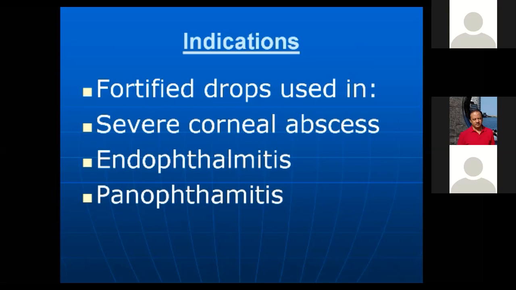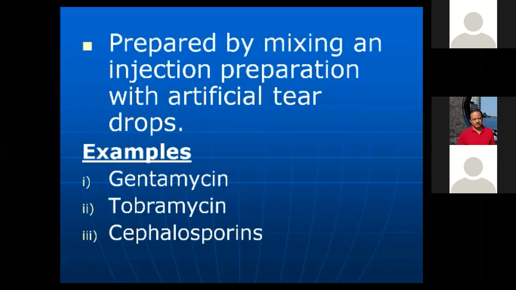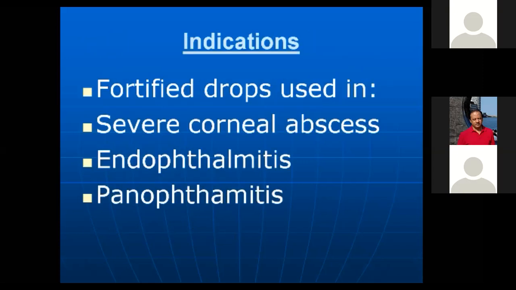Now take one by one, just see this example, tobramycin. Normally, tobramycin drops are available in 0.3%. But when you make it fortified drops, it becomes 1.5%. So 5 times increased in potency. And these drops, when you see these severe conditions, then use these drops.